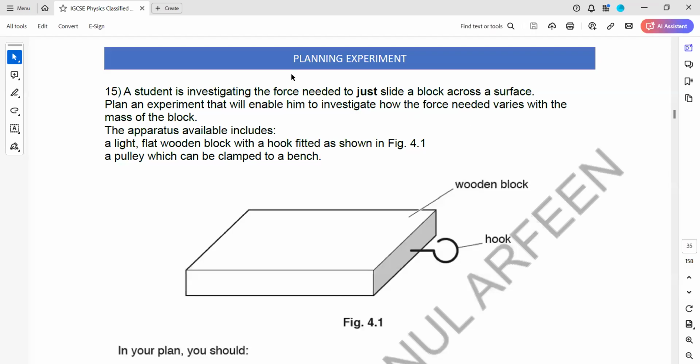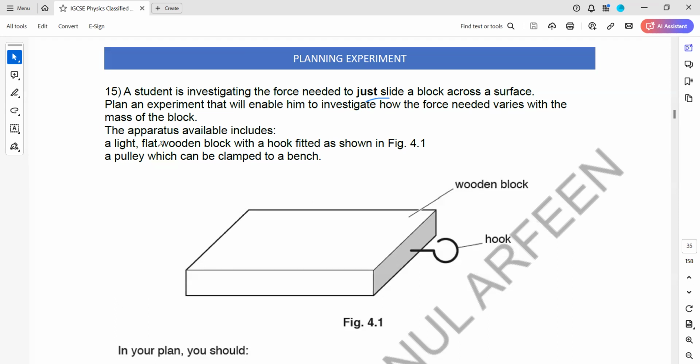So the planning experiment question: a student is investigating the force needed to just slide a block of a mass on the surface. Like how much force is needed to just slide this wooden block. Plan an experiment that enables him to investigate how the force needed varies with the mass, like how the force required varies with the mass of this block.